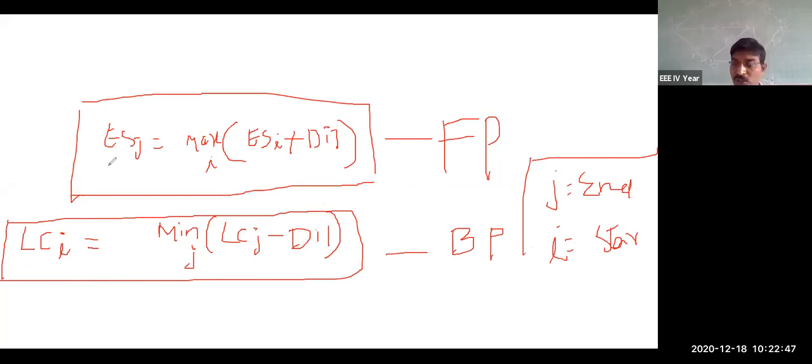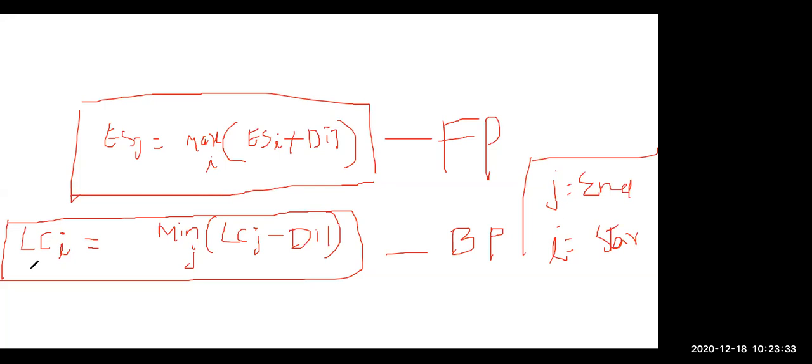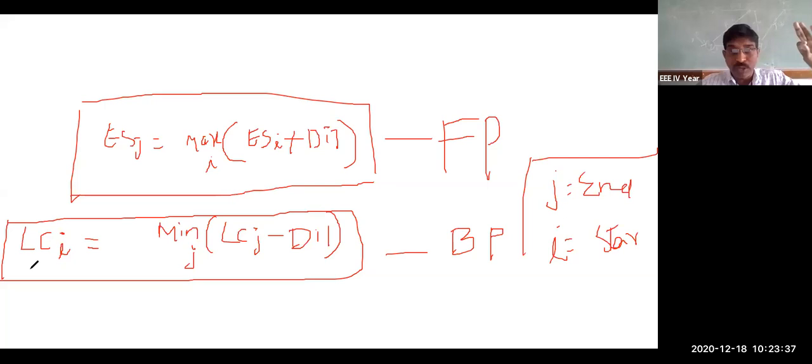For the earliest starting time in the forward pass, you need to take the maximum value. And for the LCI, the latest completion time, you need to take the minimum value. What is the basic difference here, friends? If I am calculating ES, the earliest starting time, that means forward pass, from node 1, the starting point, to node 8, the last point. Coming to the second formula, if I want to calculate the latest completion time, I start from the last activity and go to the first activity. The last node in the diagram is node 8. Node 8 is the last activity.